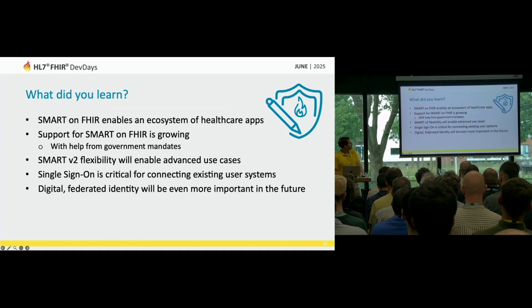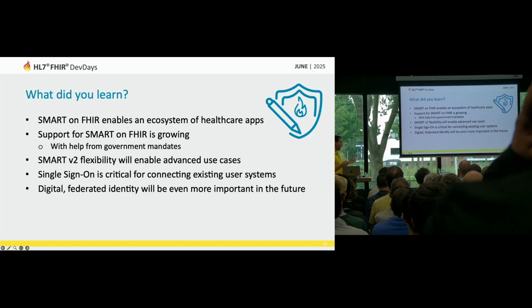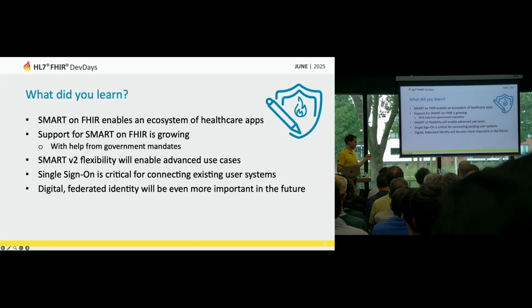There we go. So support for Smart on FHIR is growing with the help of government mandates. Smart V2 flexibility, those fine-grained scopes, will enable advanced use cases. Single sign-on is pretty critical. And more generally, digital federated identity will be even more important in the future.